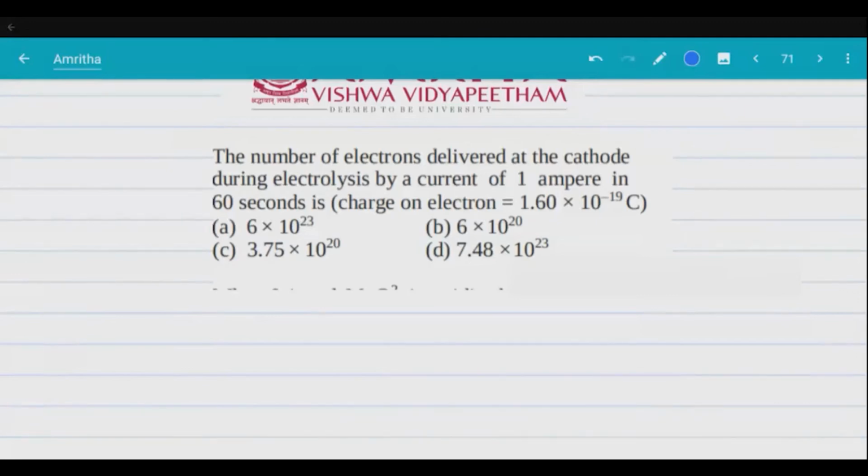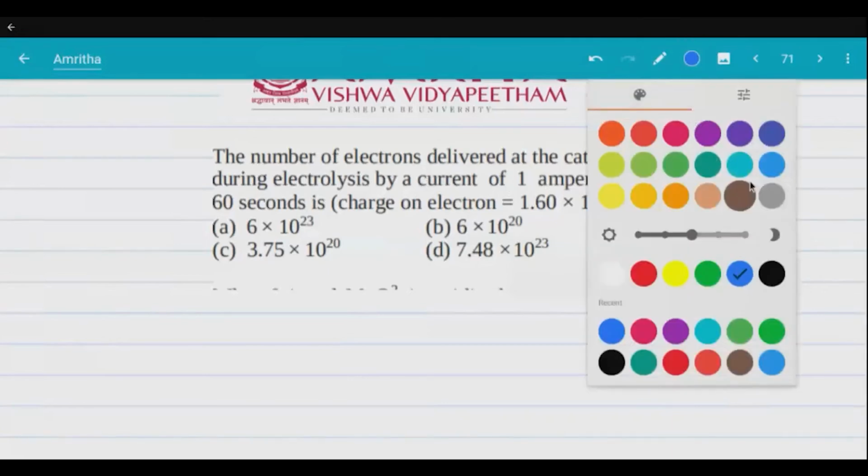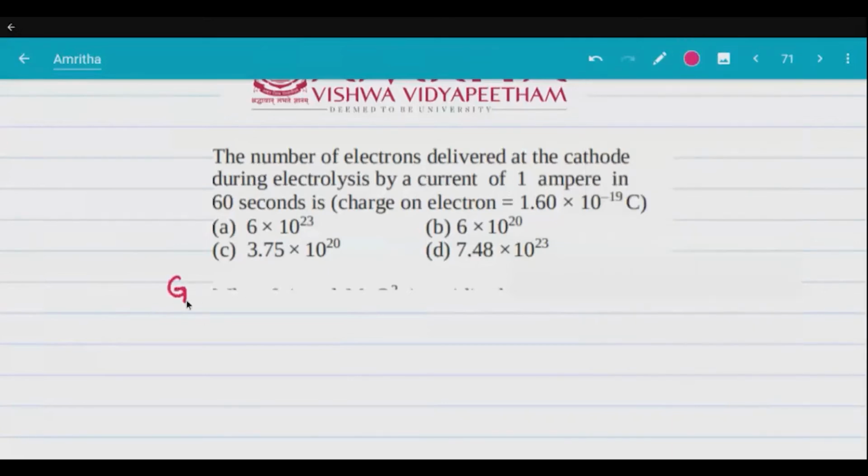Fine. So Faraday's laws: the number of electrons delivered at the cathode during electrolysis by a current of 1 ampere in 60 seconds is how much? How do we do this? They are asking number of electrons. So what is given here? Let us write this. 1 ampere current is given, and 60 seconds.